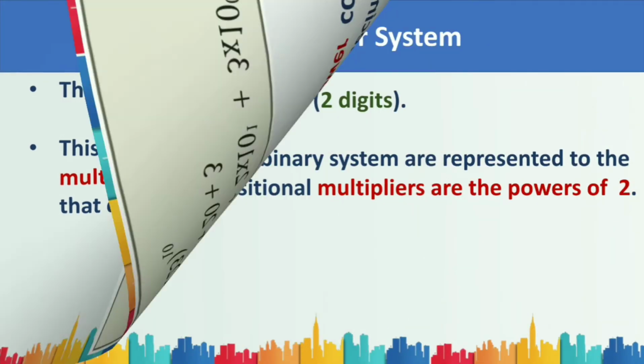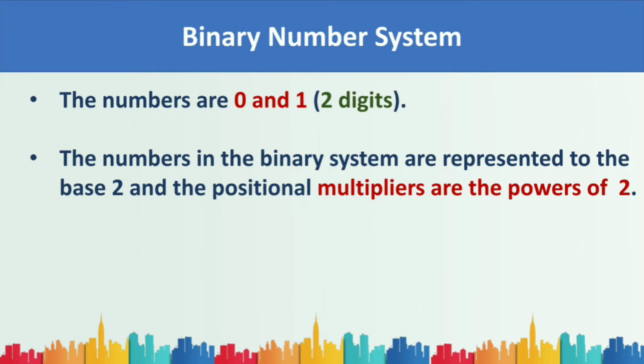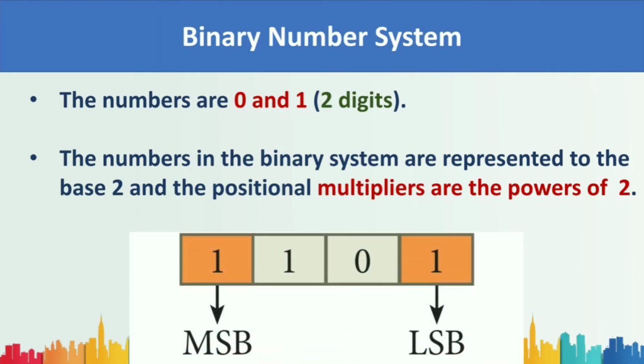The next numbering system is the binary number system. Here we have only two digits, that is 0 and 1. These 0 and 1 are called bits, that is, binary digits. Let's see an example. Here we have 1101.